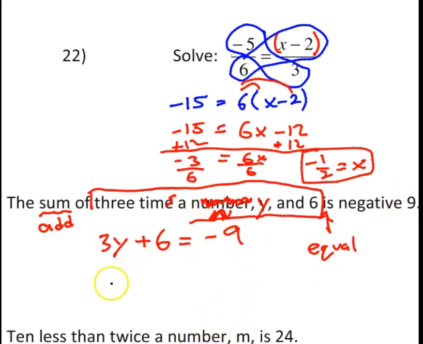And it also says to solve, so we've got to actually solve this. Subtract 6 on both sides. 3 times y equals negative 15. So 3 times what is negative 15? Divide both sides, and you get negative 5.